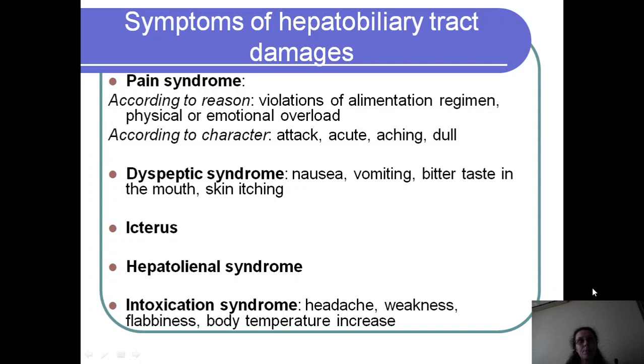What is this clinical picture? This is spastic, acute, attack-like, quite sharp, but usually short-termed pain. So these are attacks of sharp, colic-like pain. Due to this characteristic, we understand that probably we deal with spasm. When this spasm is localized in the gallbladder, it typically irradiates to the right part of the body. Not always it's just the hand.